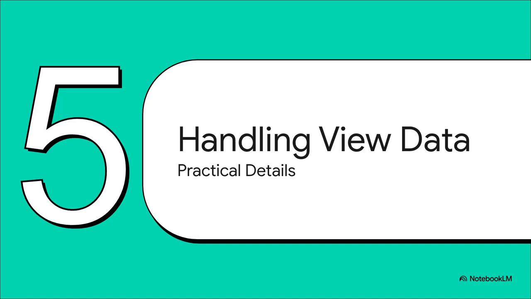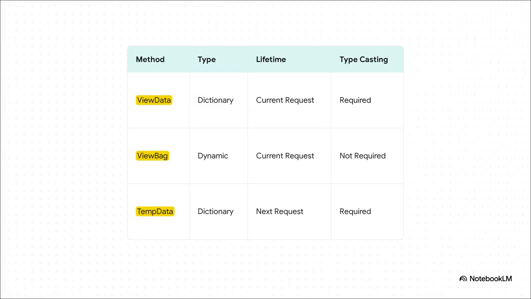All right, let's bring it home with a super practical day-to-day question. You've done your logic in the controller. Now, how do you actually get the data over to the view so the user can see it? You've basically got three main tools in your toolbox here, and yeah, they're going to ask about the difference. So view data and view bag are pretty similar. They both only last for the current request. The second the page is rendered, poof, their data is gone.